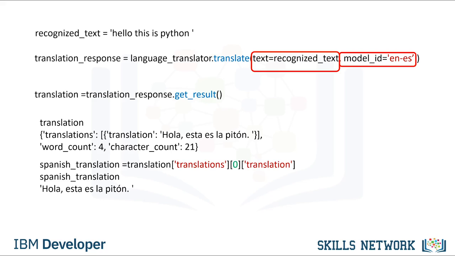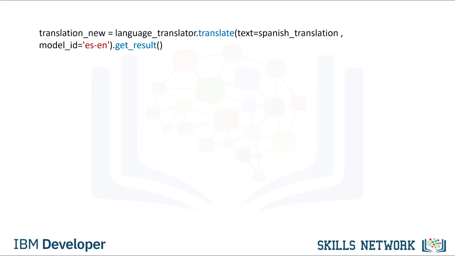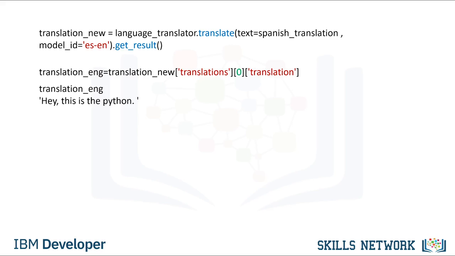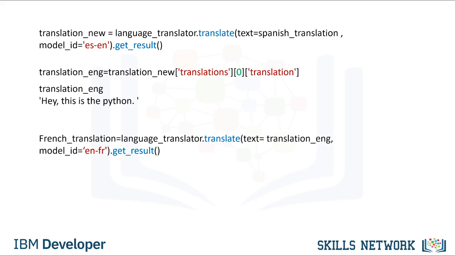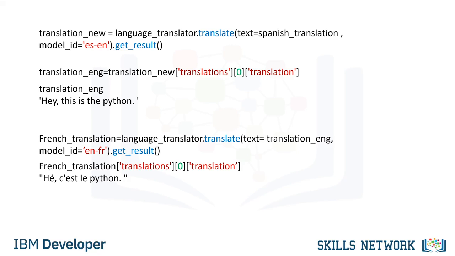We can obtain the translation and assign it to the variable Spanish_translation as follows. Using the variable Spanish_translation, we can translate the text back to English as follows. The result is a dictionary. We can obtain the string with the text as follows. We can then translate the text to French as follows.